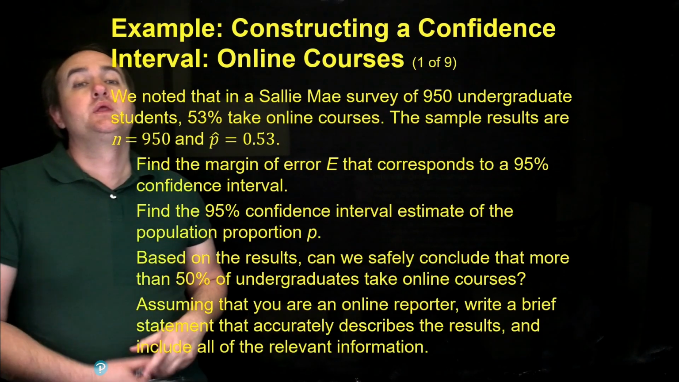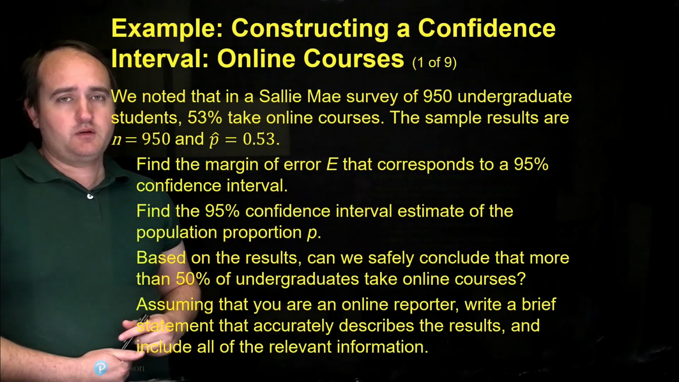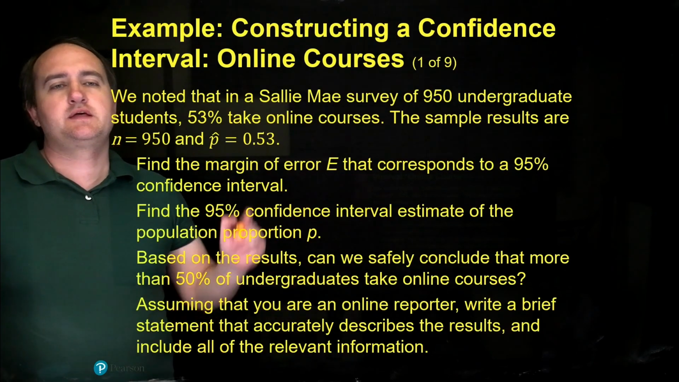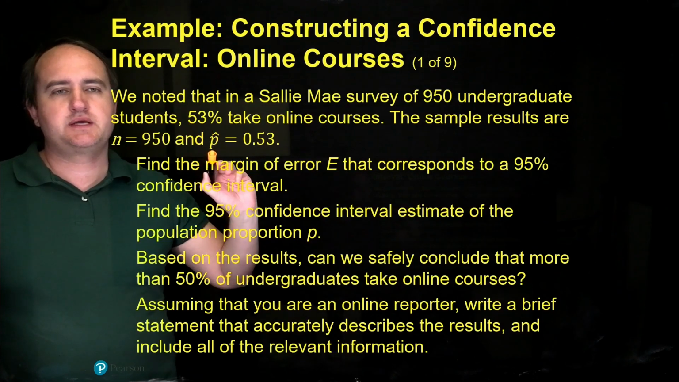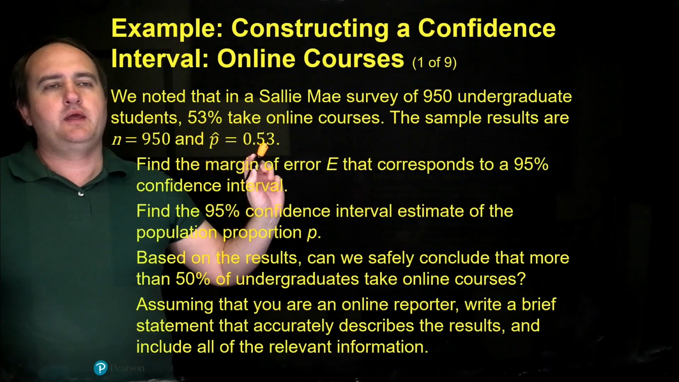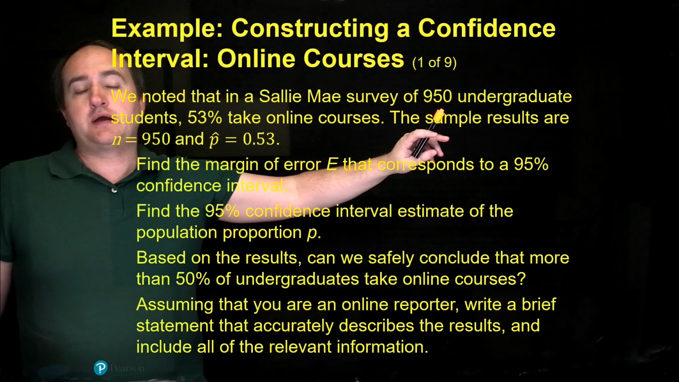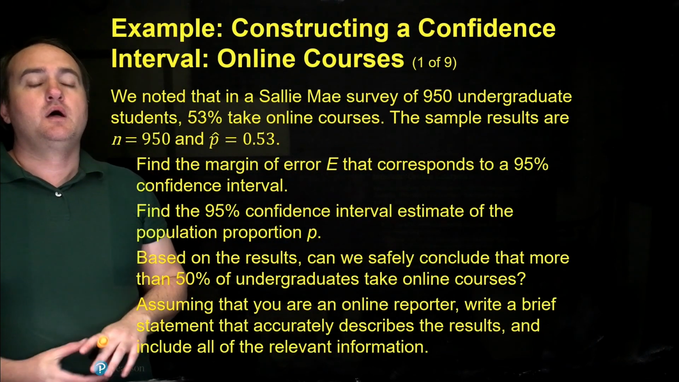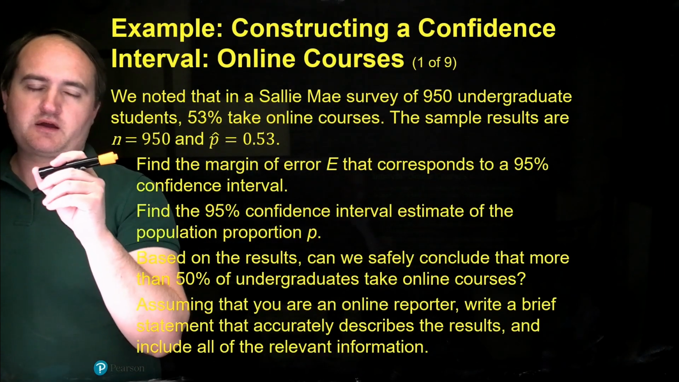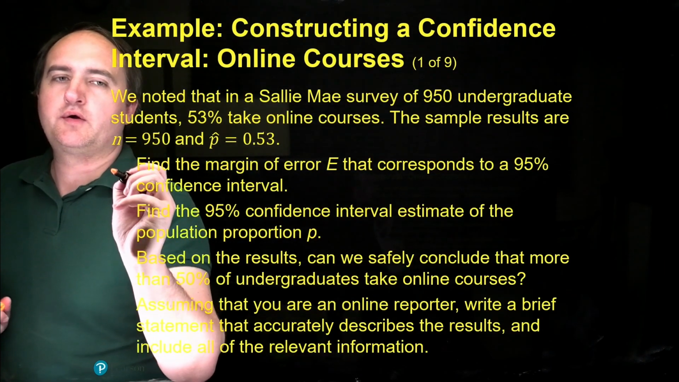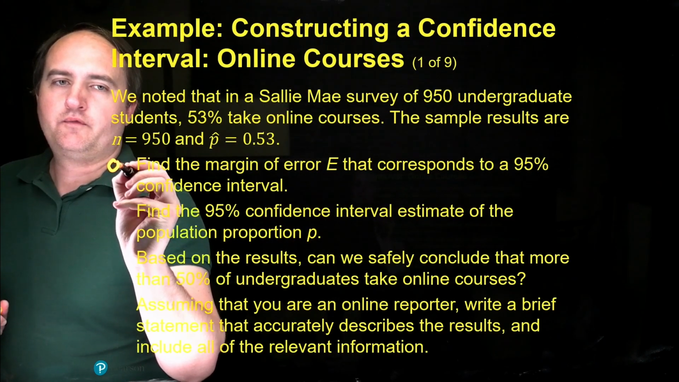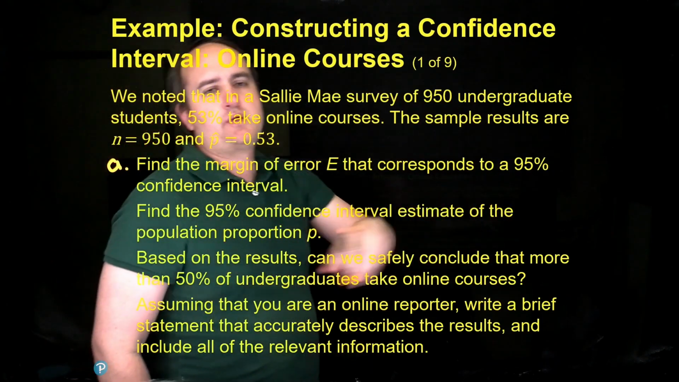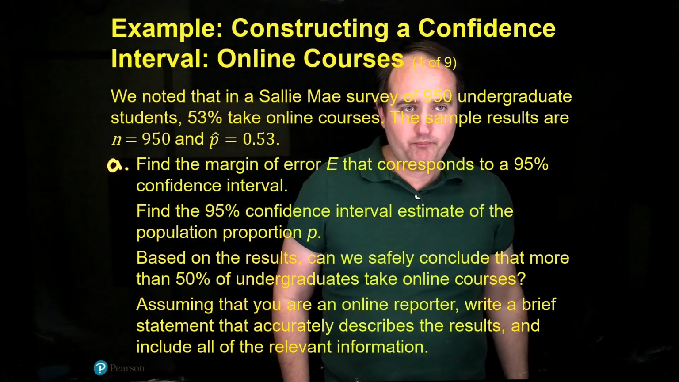All right, so example, returning to the Sallie Mae chapter problem, we said that p hat was 53% or 0.53. And then because there were 950 undergraduate students in the sample, n equals 950. So first off, for part A, we're going to go ahead and find the margin of error E that corresponds to a 95% confidence interval.